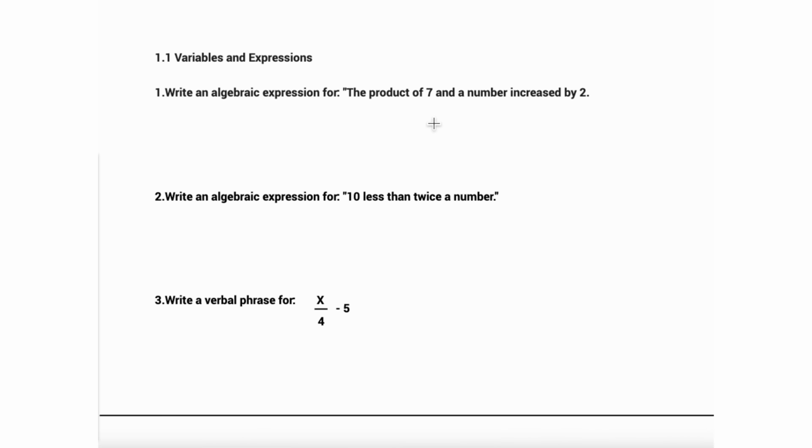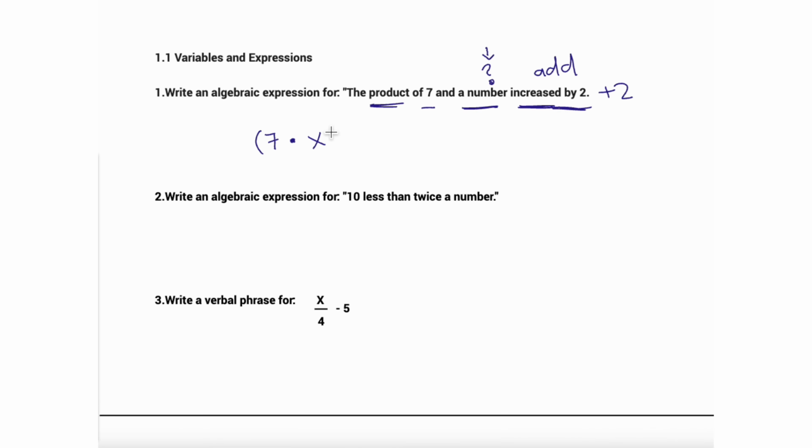So this one has multiple things involved. So you have a product of 7 and a number. So let's start off with that. So you have a product, so that's multiplication. I'm going to use a dot of 7 and a number. So we don't know this number. So I'm going to think x, or a variable x. I'm going to assign x to a number that we don't know. And then lastly, increased by 2. So this is addition. So this is plus 2.